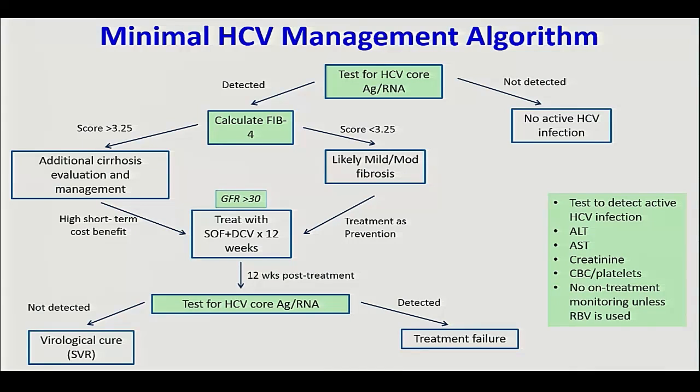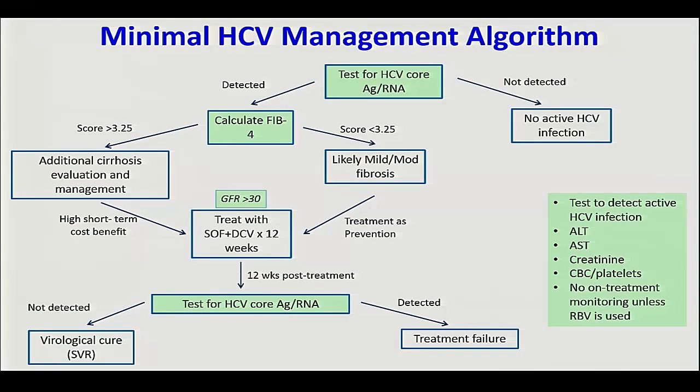We're doing a FIB4 to decide the degree of fibrosis, and that's because you do additional things for patient management when they have cirrhosis. We're going to make sure that the GFR is greater than 30 so you can get sofosbuvir, and then test for cure at the end.